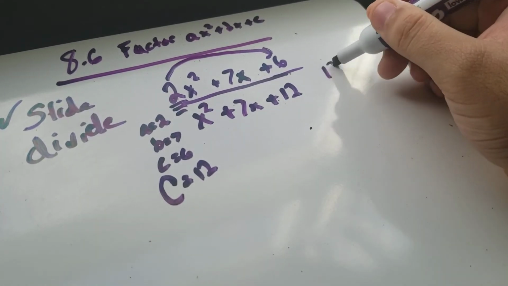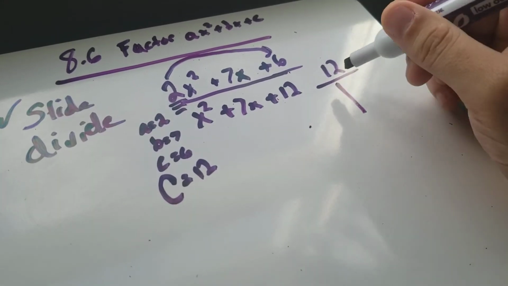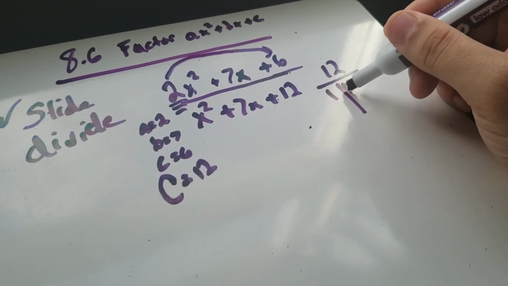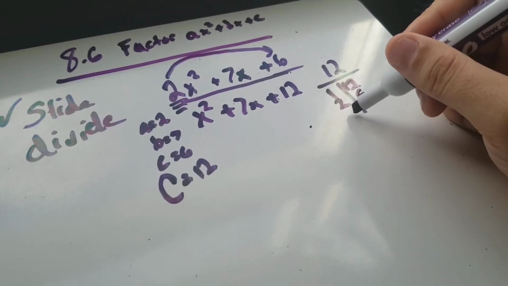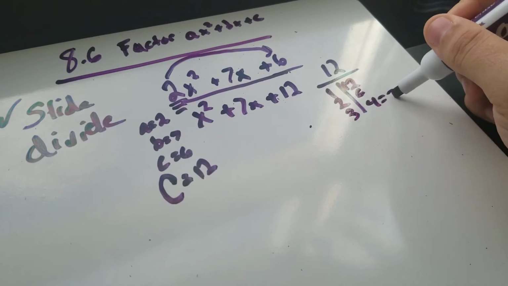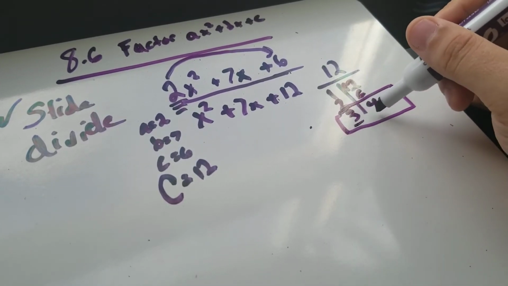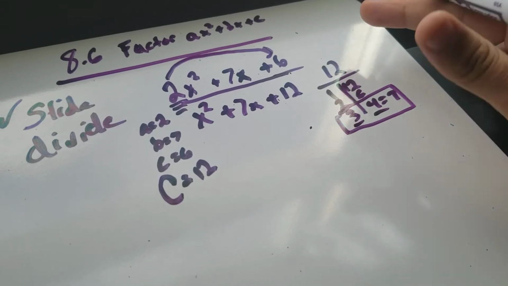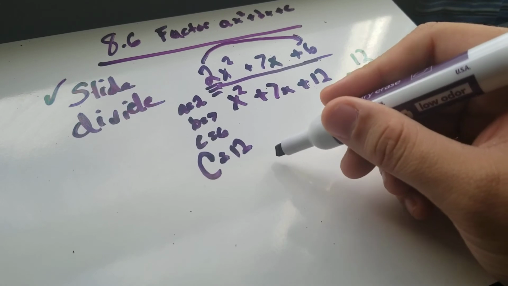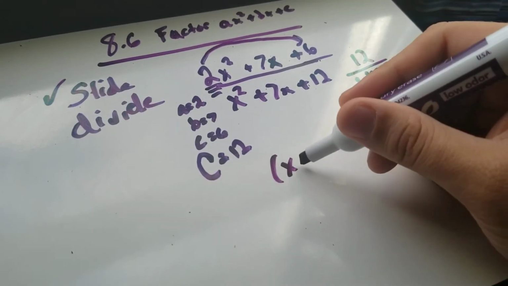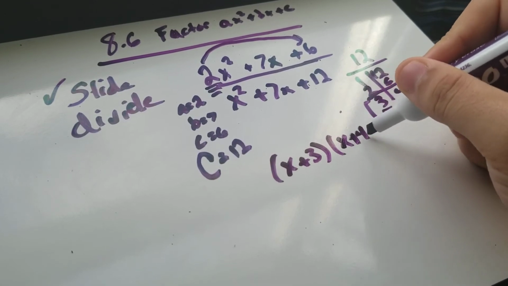What multiplies to 12 that adds to 7? Let me start listing things. 1 and 12 adds to 13, no. 2 and 6 adds to 8, no. 3 and 4, wait a second, that adds to 7. So my two factors are 3 and 4. So now I'm going to rewrite it as x plus 3, x plus 4.